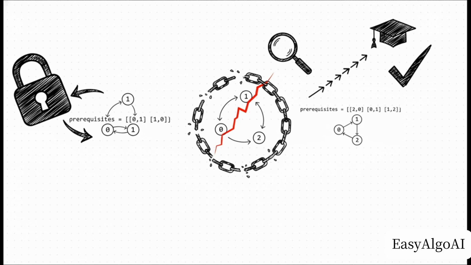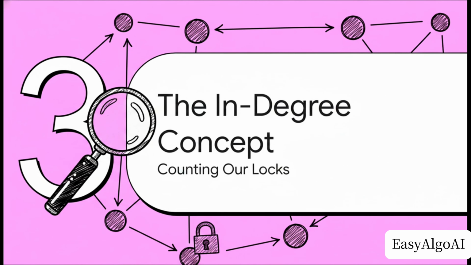Because of that, our algorithm's main mission isn't just sorting the courses nicely, it's acting as a detective to figure out if one of these fatal cycles is hiding anywhere in our data. Which brings us to section 3, the in-degree concept, counting our locks.